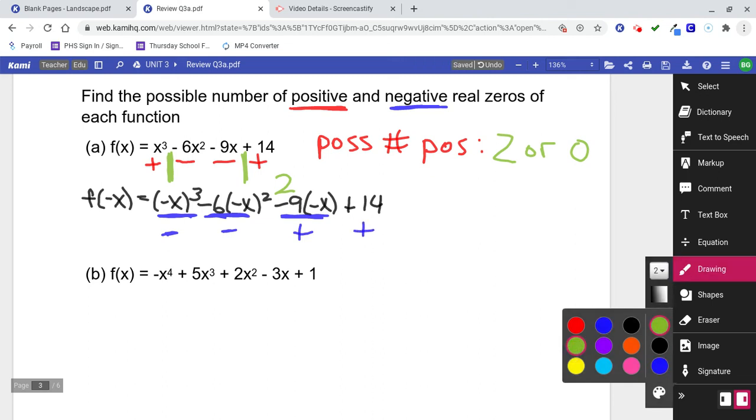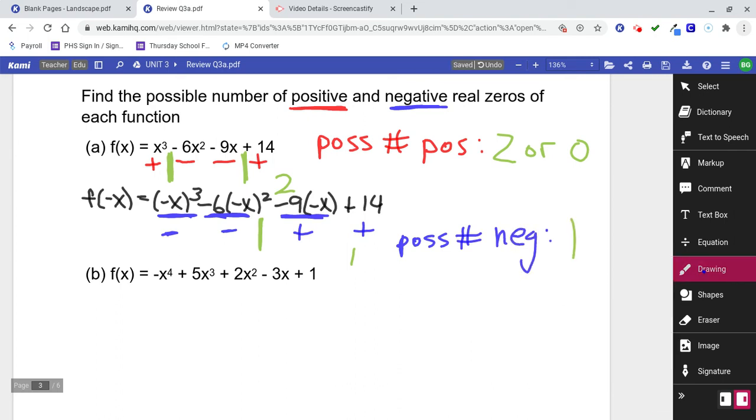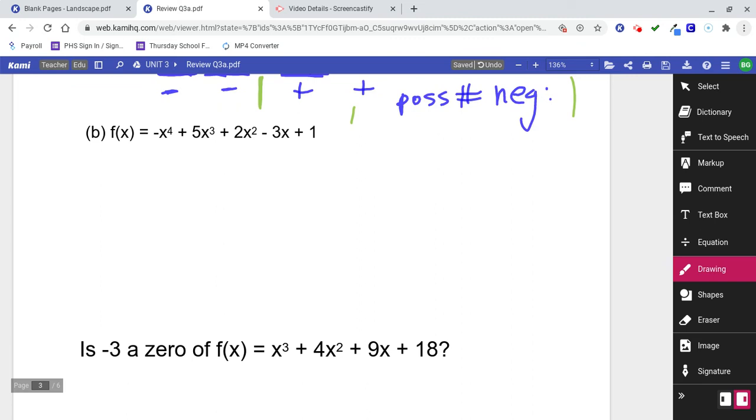So Descartes' rule of signs, you're looking at the sign change, and there's only one sign change right there. Okay? There's one sign change. So the possible number of negatives is just 1. Okay? That's all there is to it. I know people really struggle with that, so let's do another example.